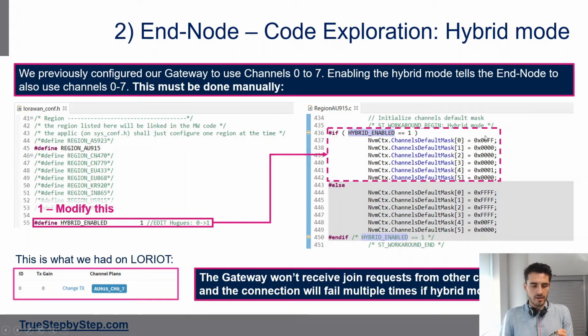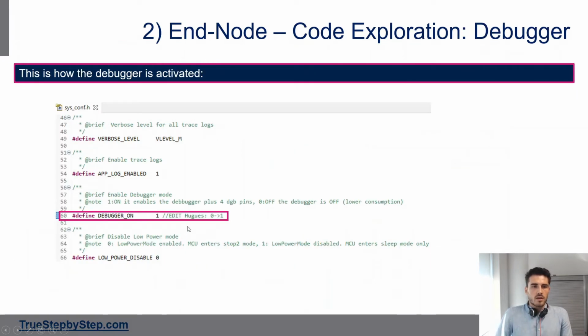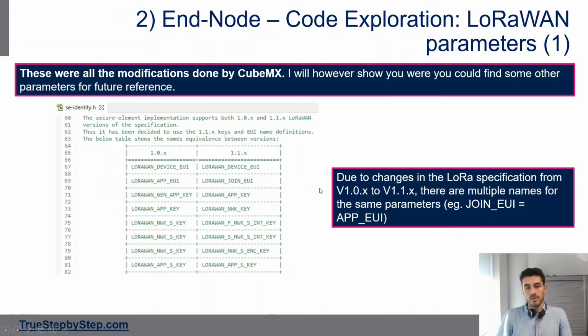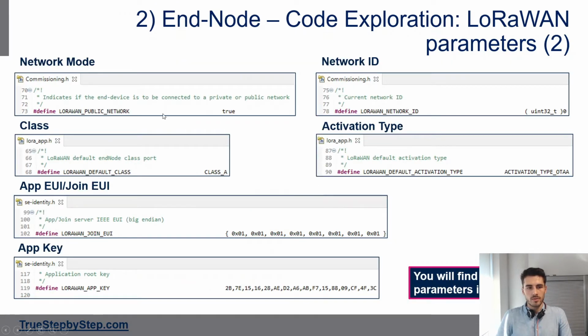So basically by enabling the hybrid mode, you're going to make the connection happen faster, whereas if you don't enable the hybrid mode, the gateway and the end node might not see each other straight away because they are looking at different channels, okay? So that's the main idea. Anyways, we will have to set up this define here, hybrid enable to 1. Okay, so the debugger, this was done through CubeMX, but this is where it is done in the code, in system.conf.